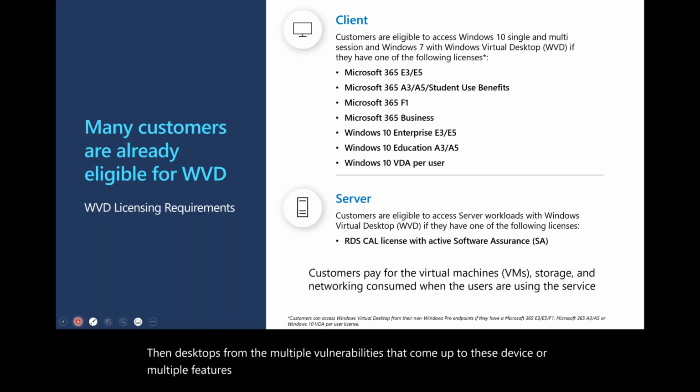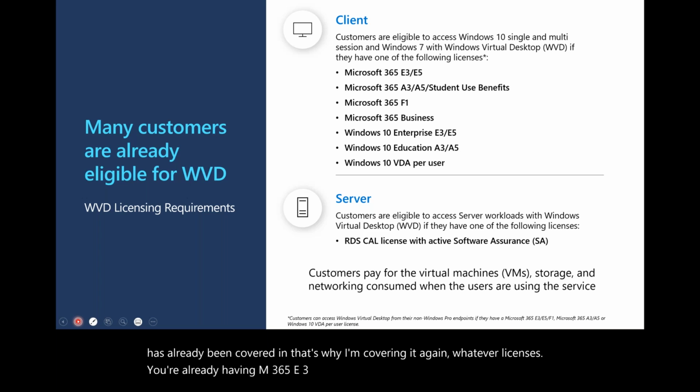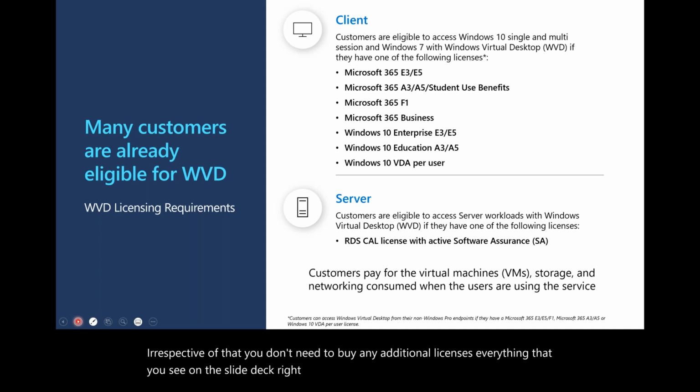My apologies. Now, this is something that is important, has already been covered, and that's why I'm covering it again. Whatever licenses you are already having, M365 E3, E5, M365 F1, M365 Business, your Windows 10 Enterprise subscription, be it E3 or E5, or even if you are an academic institution and have an education license or benefits, irrespective of that, you don't need to buy any additional licenses. Everything that you see on the slide deck right now, all of these licenses can be reused if you are migrating or moving your desktop to WVD.